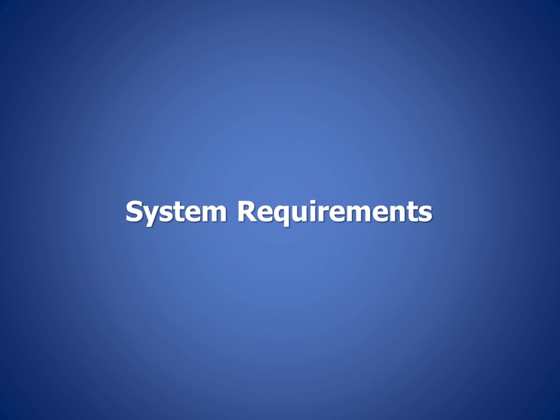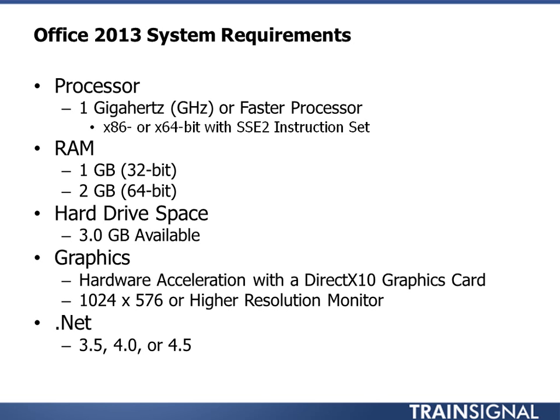Let's take a look at the system requirements needed to install Office 2013. For our processor, 1 GHz or faster. RAM, 1 gig on 32-bit operating systems and 2 gig on 64-bit operating systems. We only need about 3 gigs of hard drive space. Graphics, a hardware acceleration with DirectX 10 graphics card, and we need at least 1024 by 576 or higher resolution monitor. Also, you'll need .NET versions 3.5, 4.0, or 4.5.